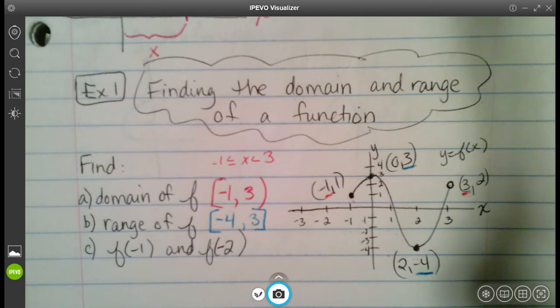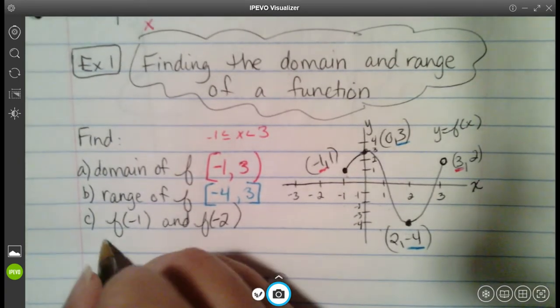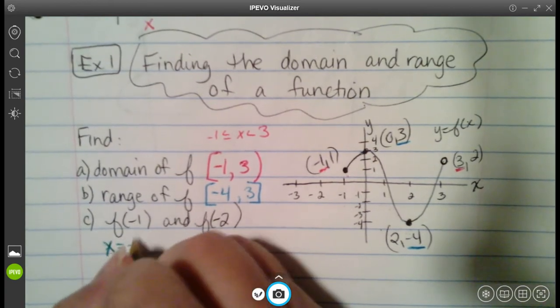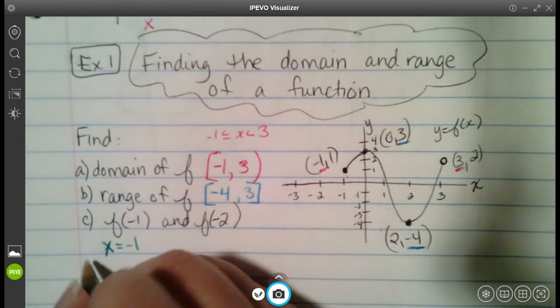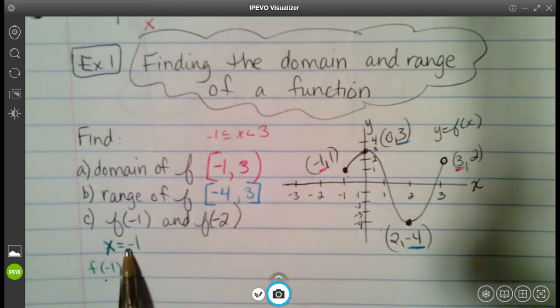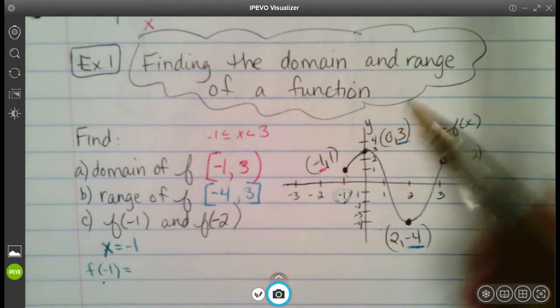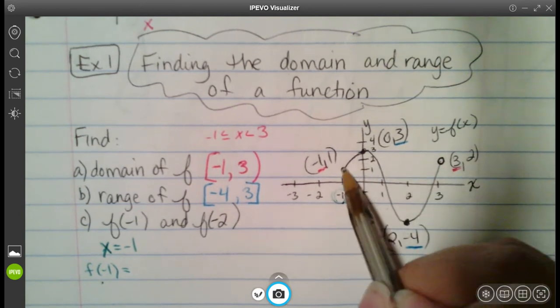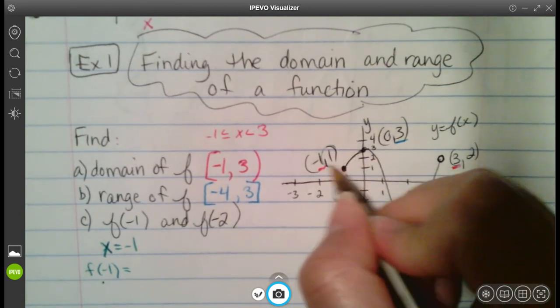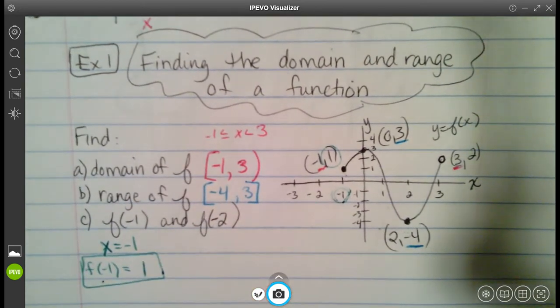Okay, and finally, we have f(-1) and f(-2). So for this one, I'm going to do a little bit of notation. This is asking, when x is equal to -1, what is y? What is f(x)? So f(-1) would be the y value at -1. I'm going to go to my x, I'm going to find -1, here it is. And I'm going to go up to the graph, and it looks like my graph is at this point, and the y value is 1. So the answer for the first part is 1.